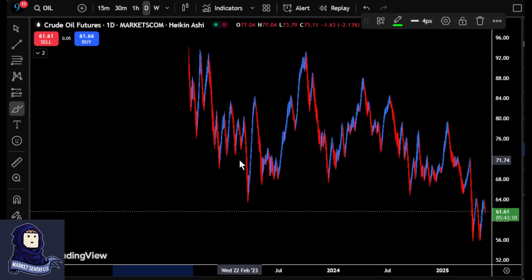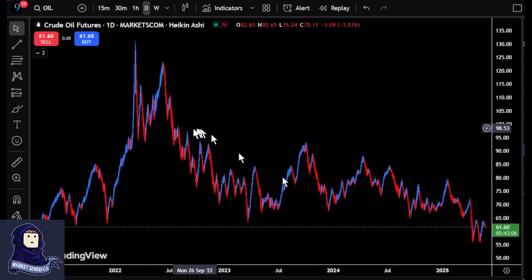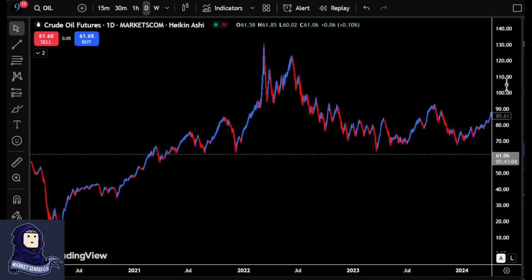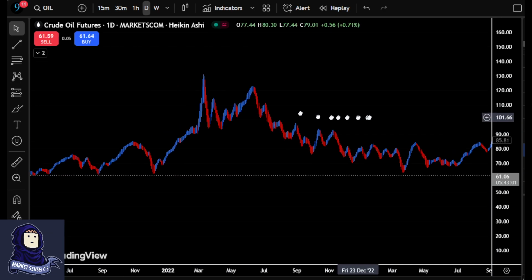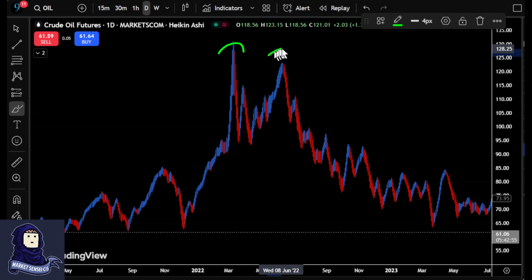Where is it? Where is it? Okay, here. Oops. So this is the one. Okay. Yeah. So this is the double top we saw on the weekly chart. You can see that it already shows that this is a higher top, this is a lower top. So it's not looking too good.